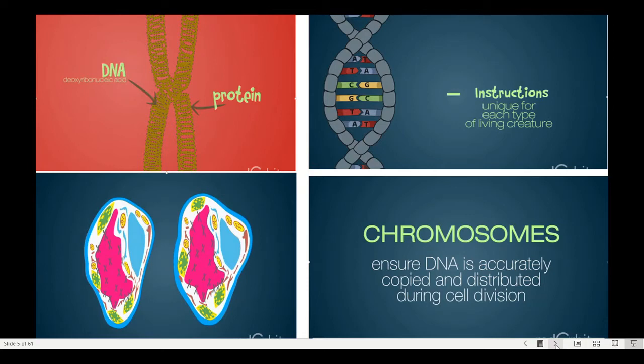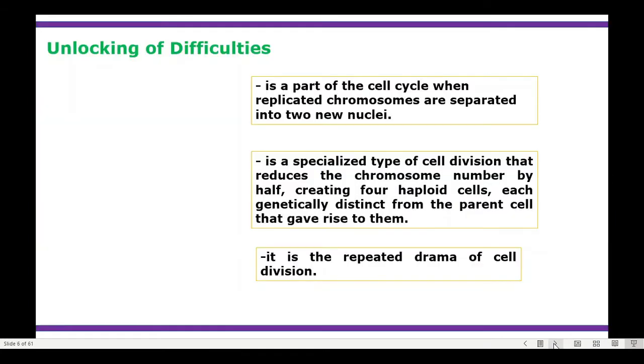Chromosomes ensure DNA or deoxyribonucleic acid is accurately copied and distributed during cell division. So dapat tama yung pagkopya, walang mali, at tama din yung pagdidistribute kapag hinati na yung cell. Okay? It's very important. Later, we will discuss it. So we have to unlock first some difficulties.